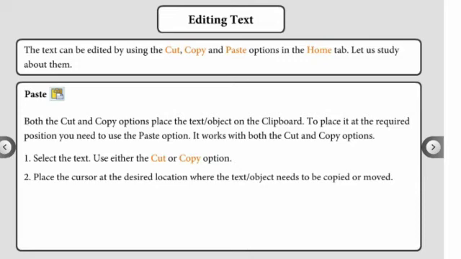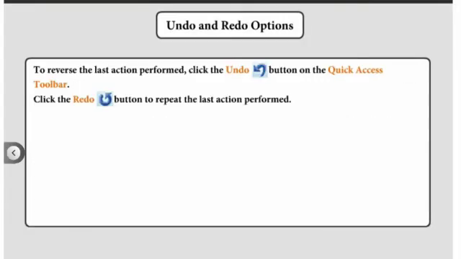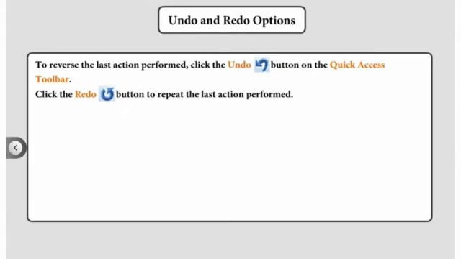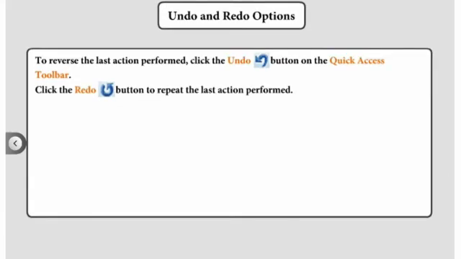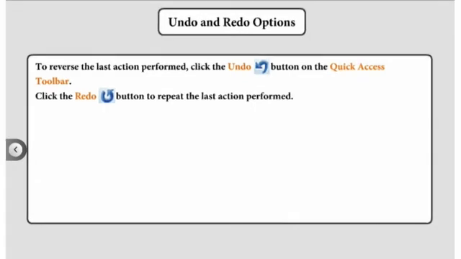Next, let us look into undo and redo options. So students, when we want to reverse the last action which we have performed, we need to click on the undo button, which we can find on the Quick Access toolbar. Next, we have redo option. This redo button is used to repeat the last action we have performed.